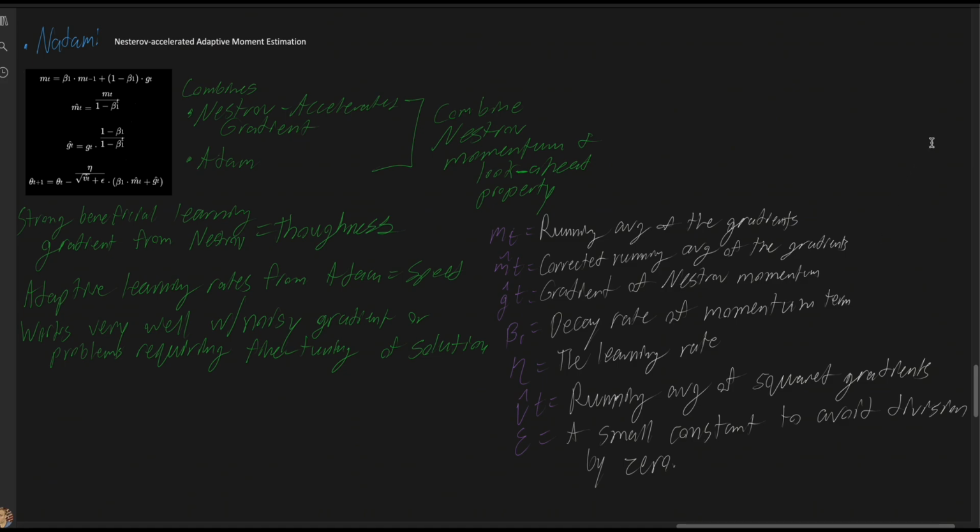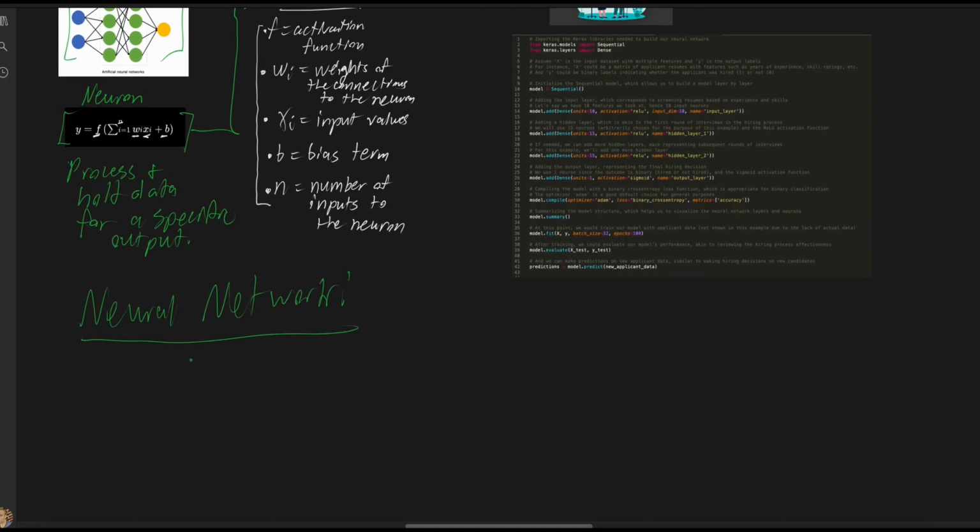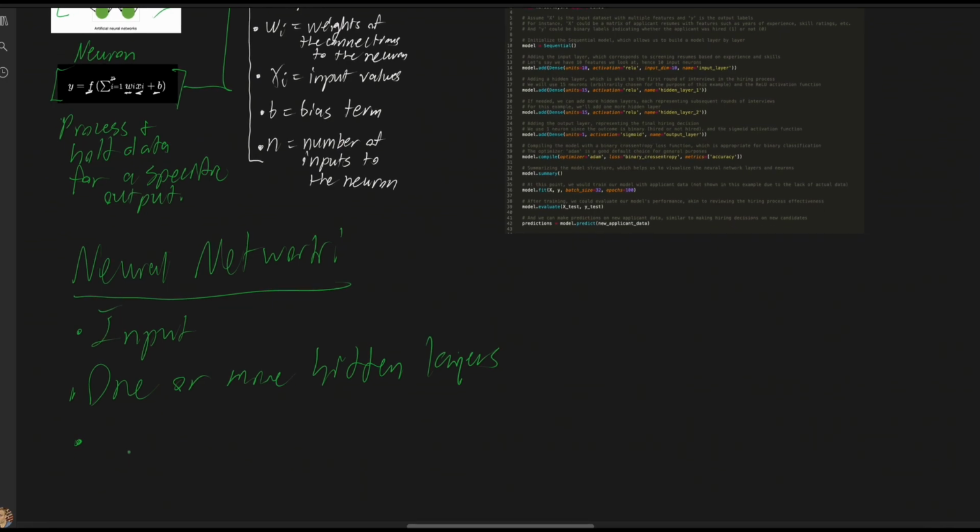And now we will move over to our concept examples. So to give a real life analogy, let's imagine a company's hiring process. Now, mind you, for every single neural network that we have, we always know that a neural network has 3 components. We have an input, one or more hidden layers, and then finally the output.